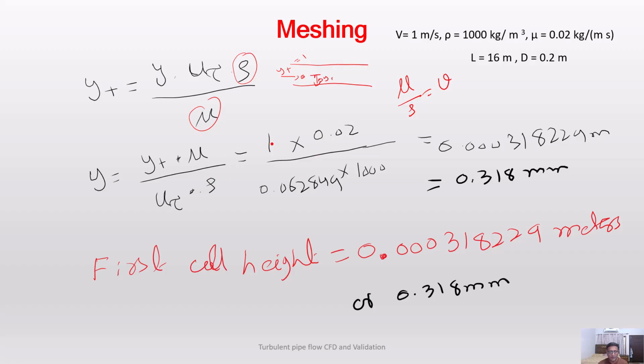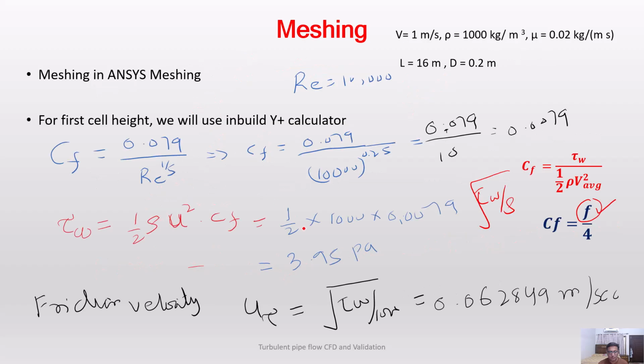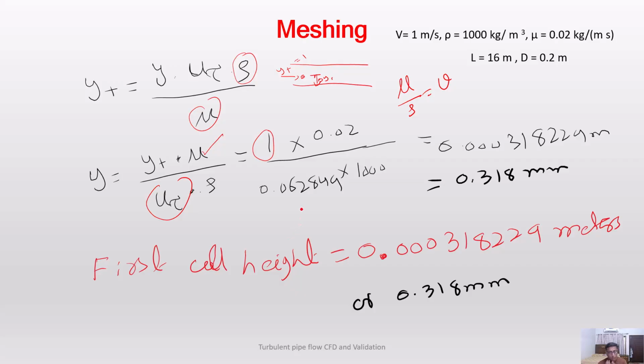Okay. So I put the value, the required y plus is 1, the viscosity is 0.02, and the friction velocity is what we found from the correlations. Then the formula gives 0.062849 into 1000 over the viscosity. So the first cell height is 0.003182224, or you can say 0.3182224 millimeters. So this is the value we are looking for.